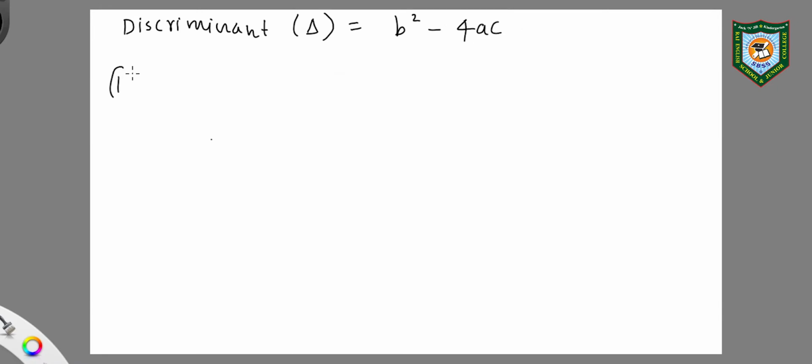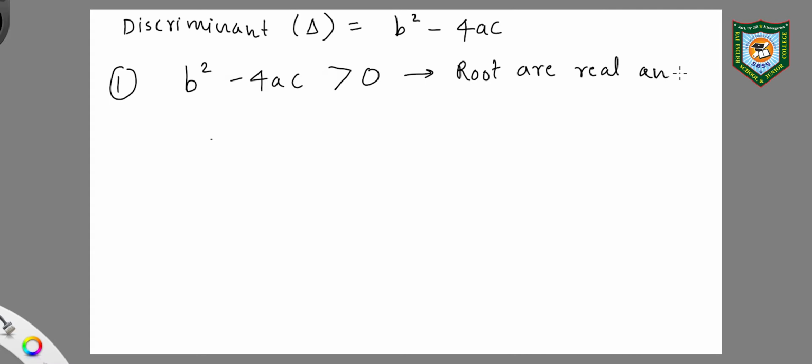So case number 1, b square minus 4ac is greater than 0. That means roots are real and they are unequal, or you can say roots are real and distinct. Both the terms have the same meaning.